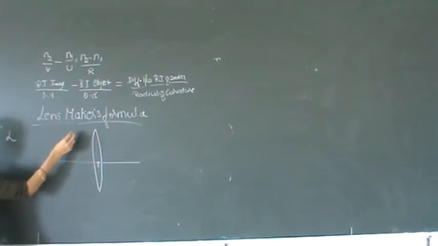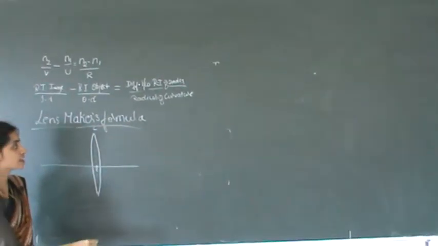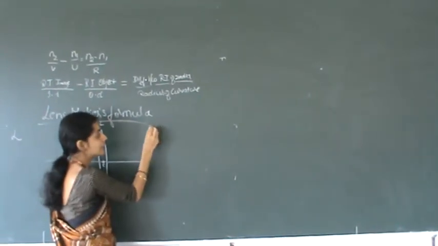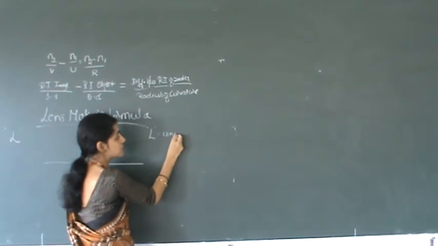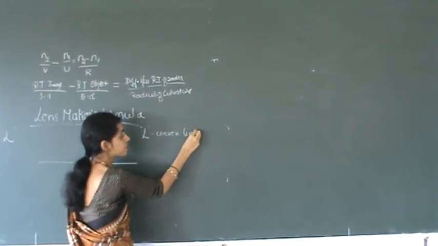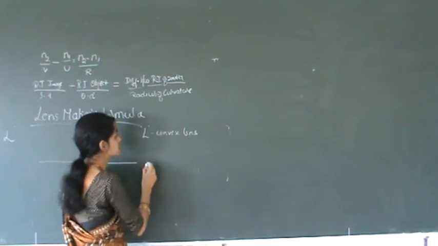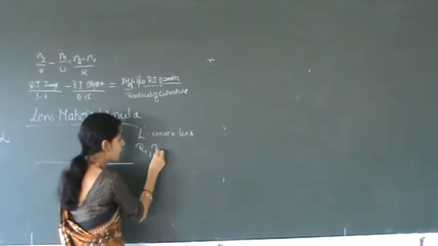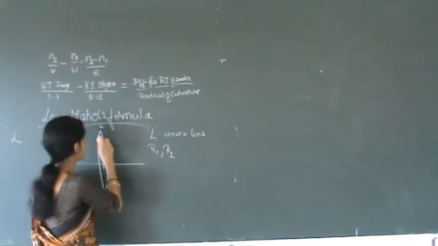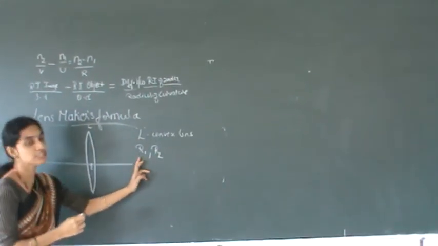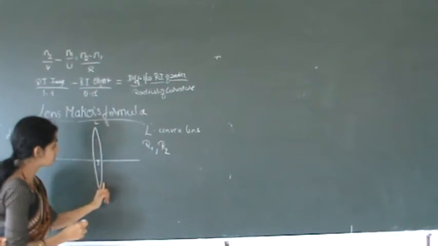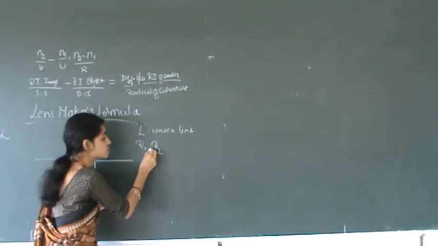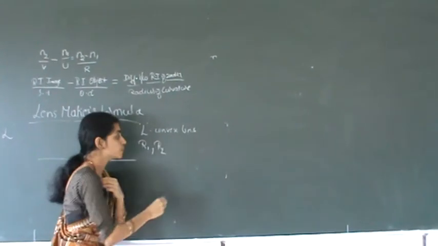Let L be the convex lens. Here L is a thin convex lens. I have two radii of curvature, R1 and R2. For the first surface, the radius of curvature is R1, and for the second surface, the radius of curvature is R2.